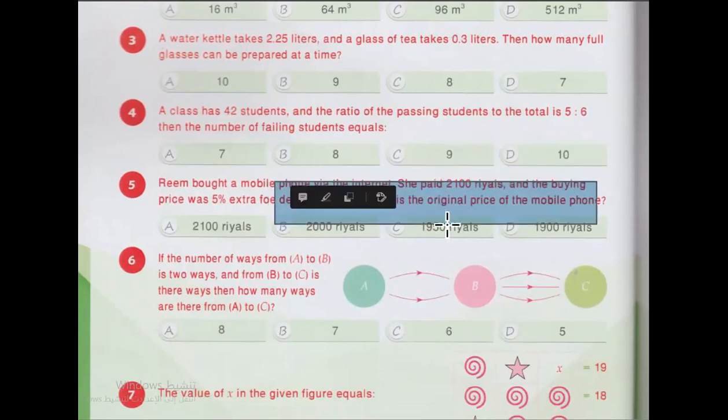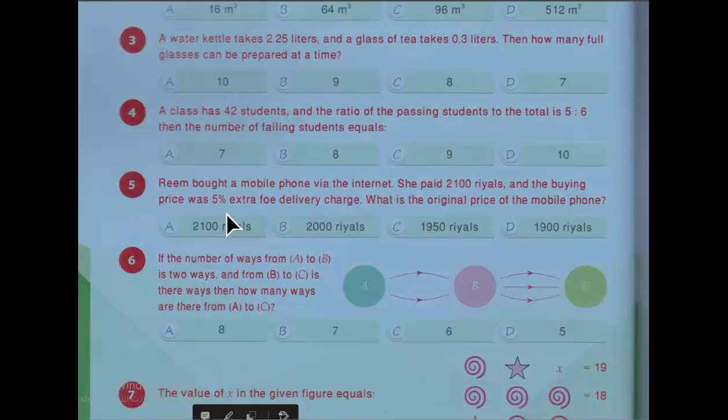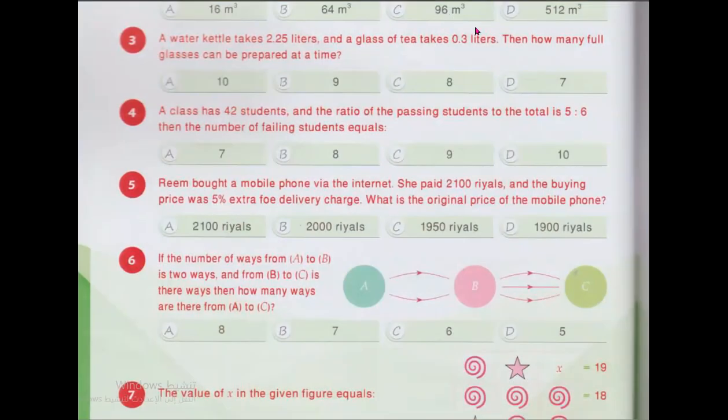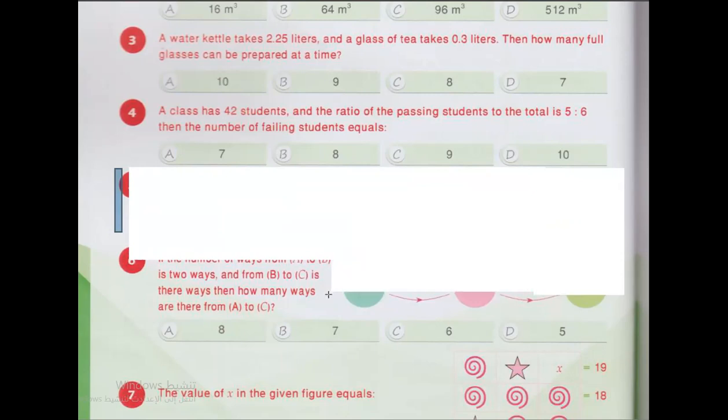So first, I give you a space to find the correct answer. How? I want to know everything. Don't give me only the answer. I want how to solve, how to get the answer, because in the exam, no mom, no dad, no teacher is with you. So I want to know everything, how to solve the problems.